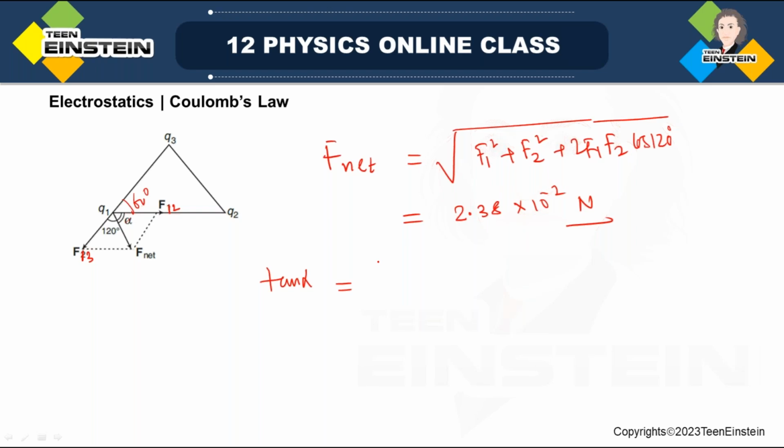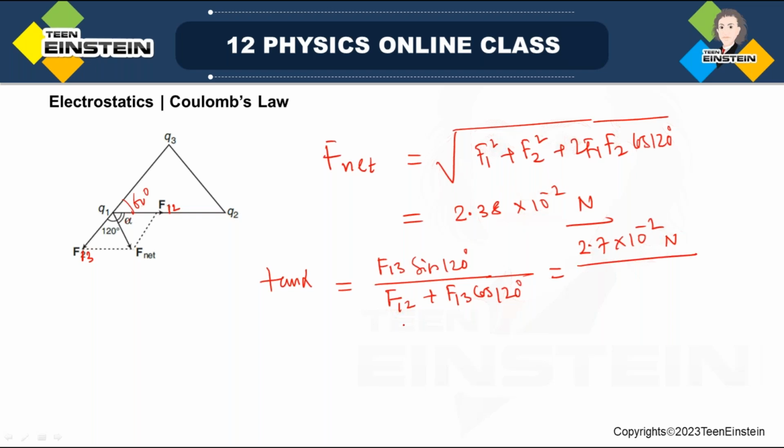that F13 sine 120 degree divided by F12 plus F13 cos of 120 degree. So I have just applied the formula that we have learned in vector. Okay, so here this is 2.7 into 10 to the power minus 2 Newton and divided by these things that are there.